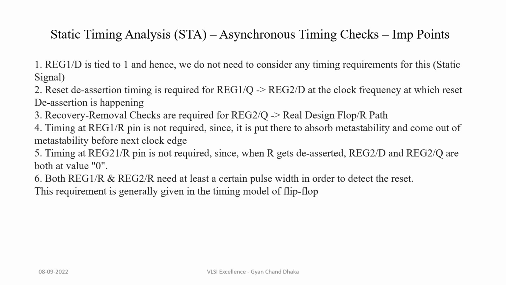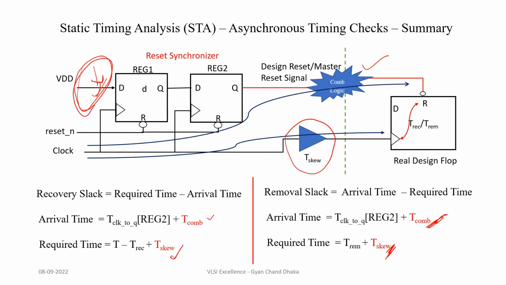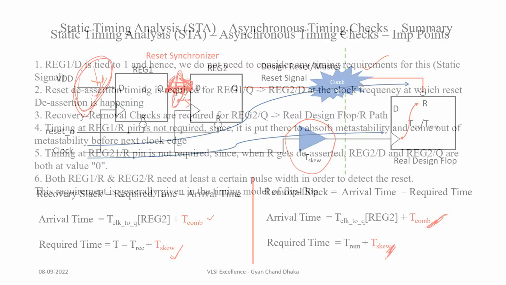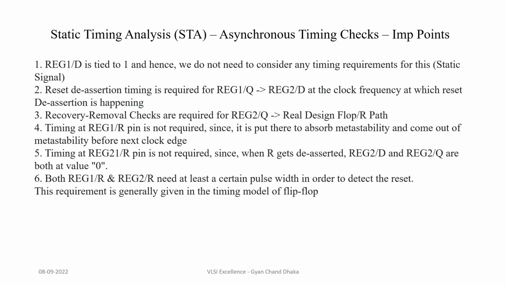But reset de-assertion timing is required for register 1 Q to register 2 D. So the timing needs to be checked for this particular path. Wherever the data is launched by this flip-flop, it should reach the input of this flip-flop in 1 clock cycle. So this is something like a synchronous timing check, and here the setup and hold timing checks need to be met.